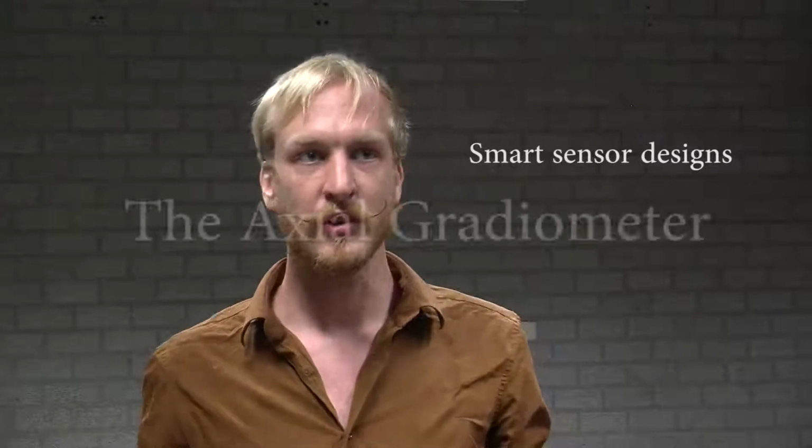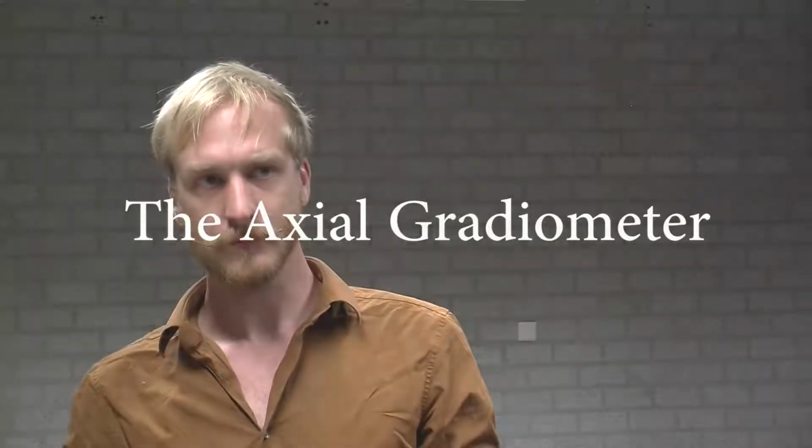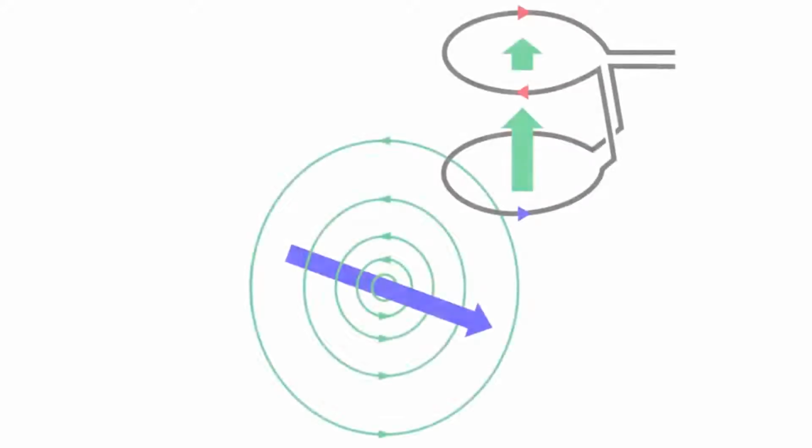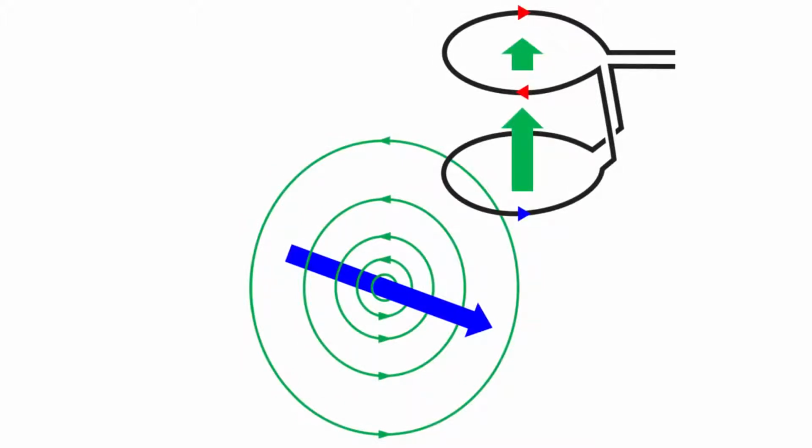One of these smart sensor designs is the axial gradiometer. An axial gradiometer consists of two coils placed on top of each other, along the axial direction with respect to the subject's head. The distance between these coils is typically about 5 centimeters. Importantly, the coils are wired in opposite direction to each other, and because of this, the magnetic fields in the two coils are subtracted from each other, making the gradiometer sensitive to the difference in magnetic field strength.